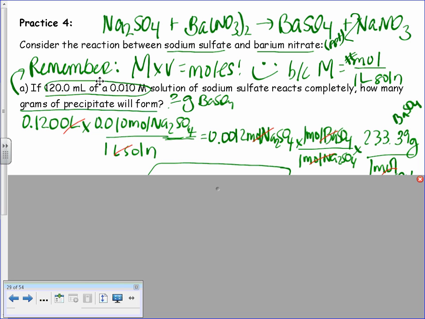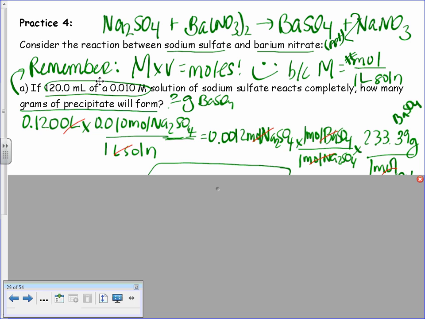I went ahead and stopped and said this was my moles, and we all got this far yesterday. But this is not just moles. This is moles of sodium sulfate. This is specifically sodium sulfate. The question was how many grams of precipitate will form. Well, if you don't know what the precipitate is, you probably had to go back and use your solubility rules and realize that sulfates are all soluble except barium, strontium, calcium. So barium sulfate is our precipitate.